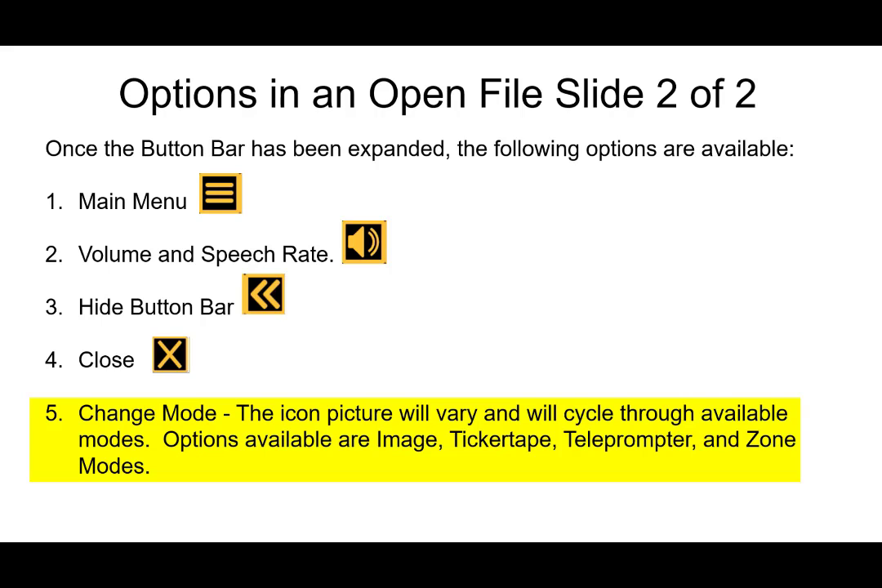And that picture is going to vary because it really depends on what mode you are currently focused in, and it'll cycle through the available modes. The options that are available are image, ticker tape, teleprompter, and zone modes. And we'll look at those at a future date.